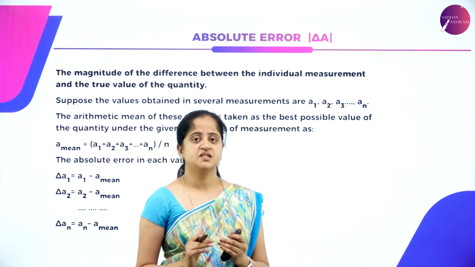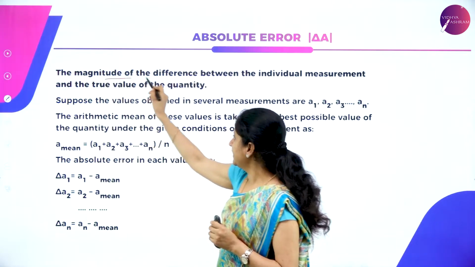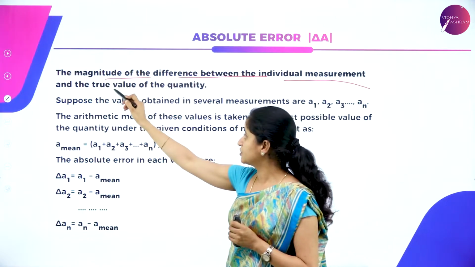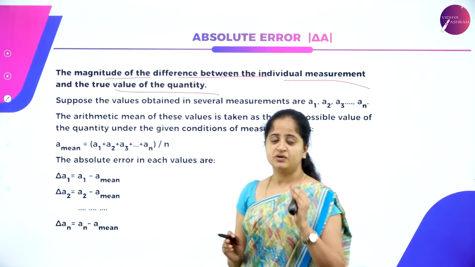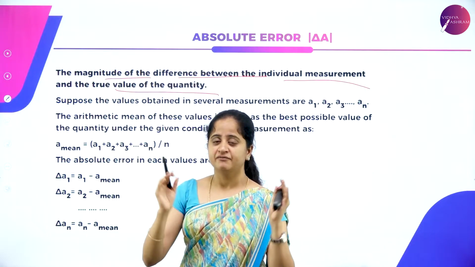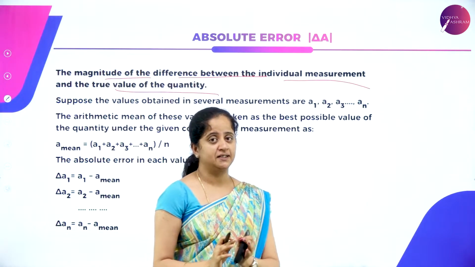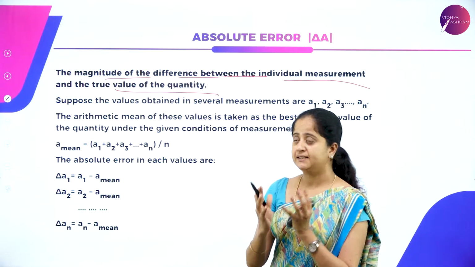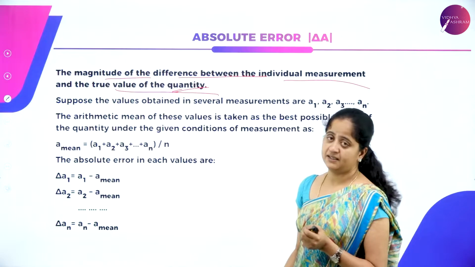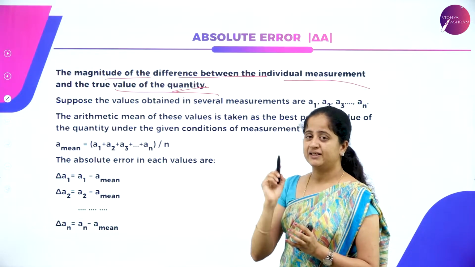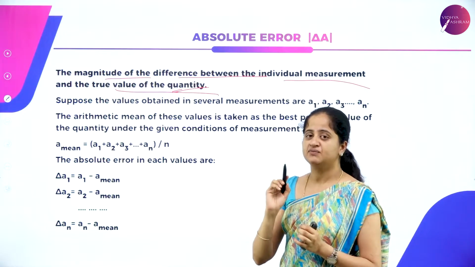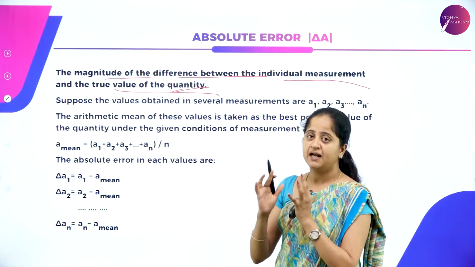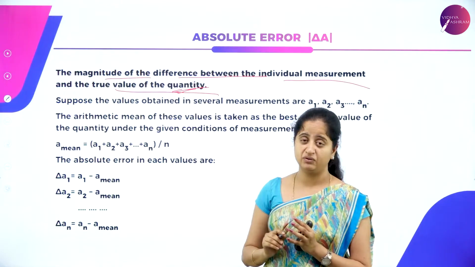So the first one is absolute error. How to find absolute error? Yes, it is the magnitude of difference between the individual measurement and the true value of the quantity. So if we have several quantities, we take an average of those quantities. The average will give us the mean value, and that is called the true value of the quantity. So in the calculation of absolute error, it is very important to first take the average of all the given quantities, and hence we consider it as the true value of the quantity.